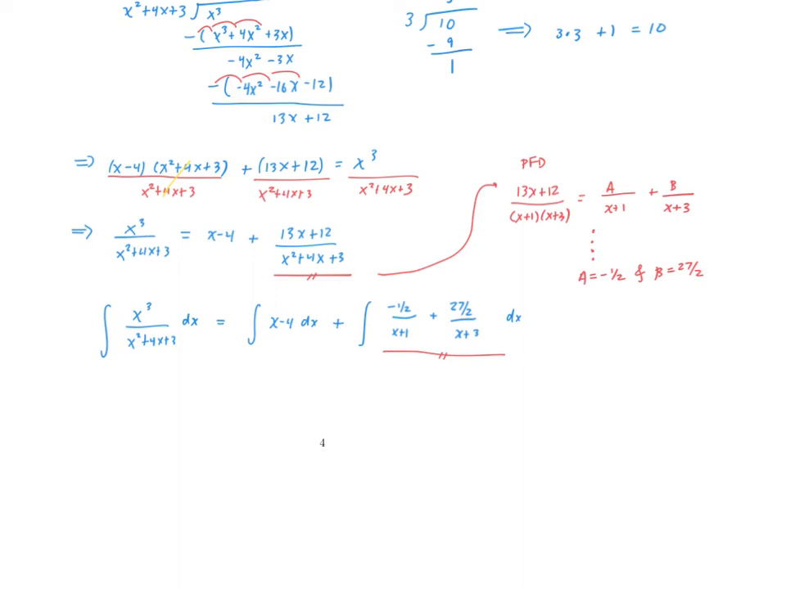Now working left to right anti-differentiating, we have 1/2 x squared minus 4x from the first integral. And then term by term in the second integral, we would have minus 1/2 natural log absolute value of x plus 1 plus 27/2 natural log of x plus 3. And because it's an indefinite integral, we have a plus C.